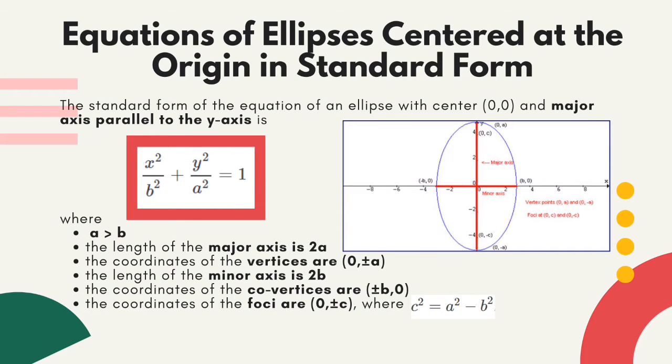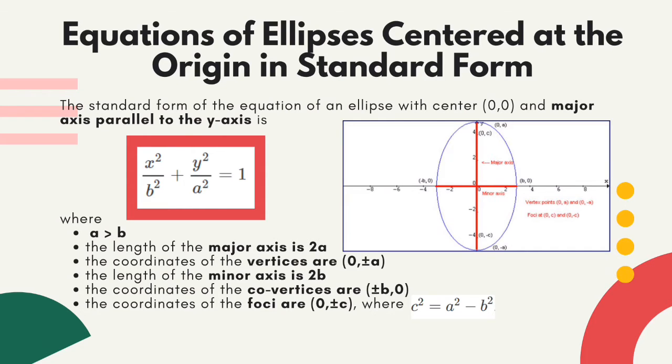The standard form of an equation of an ellipse with center at the origin and has a major axis parallel to the y-axis is x squared over b squared plus y squared over a squared equals 1, wherein a is greater than b. The length of the major axis is 2a. The coordinates of the vertices are 0, plus minus a.